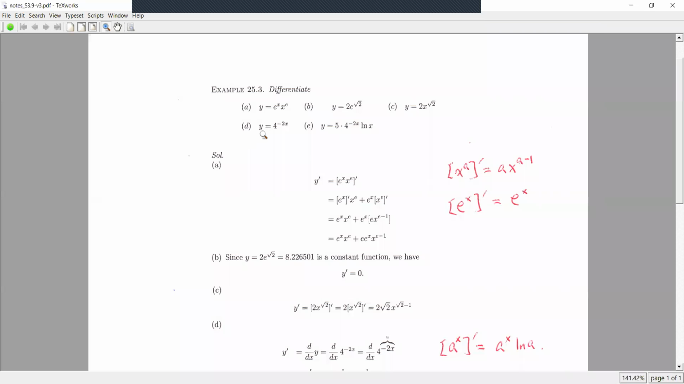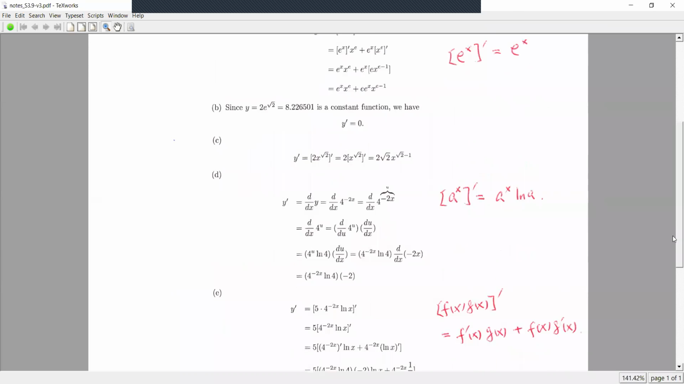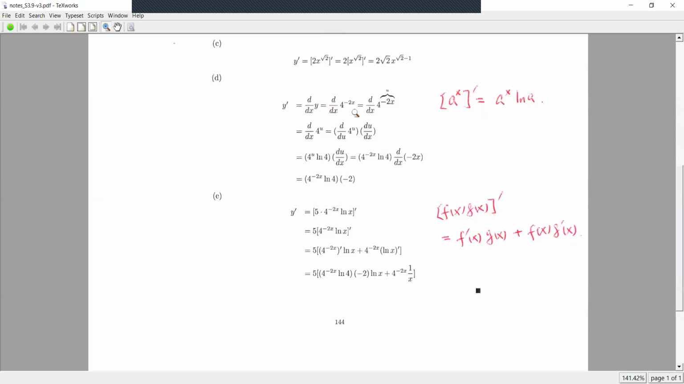Part D. The function in part D is an exponential function. The base of the function is 4 and the power is negative 2x. To compute the derivative of this function, I want to apply the formula for exponential functions. Now, take the derivative of the function.